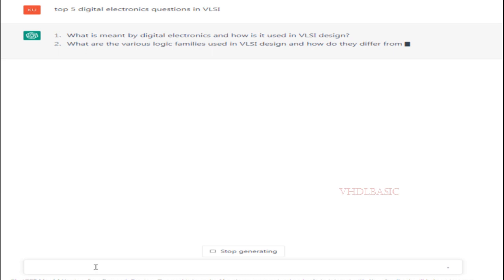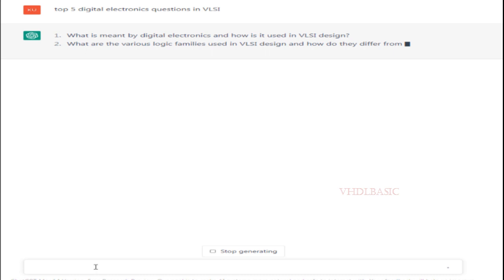what are the various logic families used in VLSI design and how do they differ from each other? There are several logic families used in VLSI design. Each family has its own set of characteristics that makes it suitable for certain applications. Some of the most commonly used logic families are TTL, transistor-transistor logic. TTL is a popular logic family that is known for its high speed and low power consumption. It is commonly used in applications such as digital signal processing, microprocessors, and memory circuits.